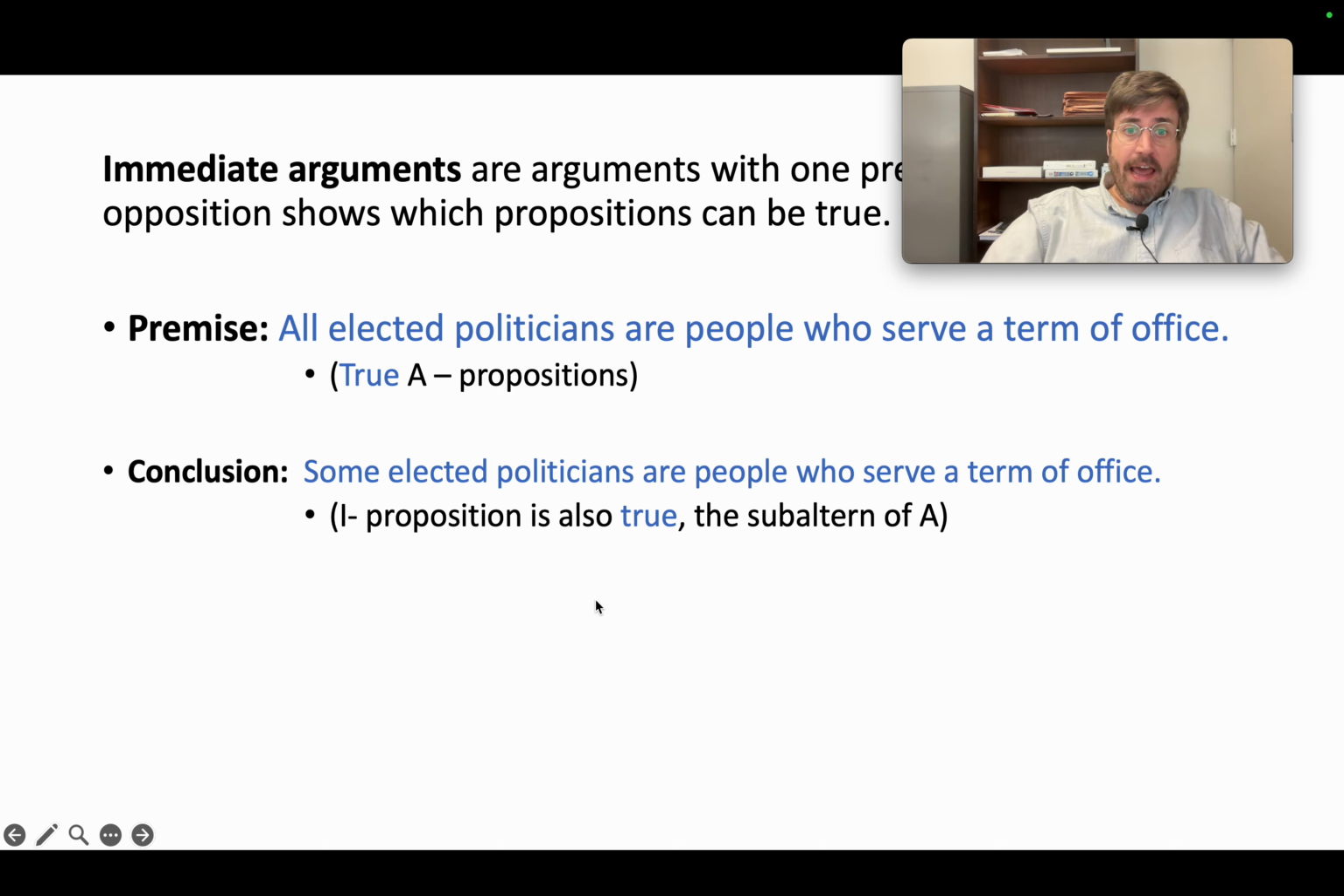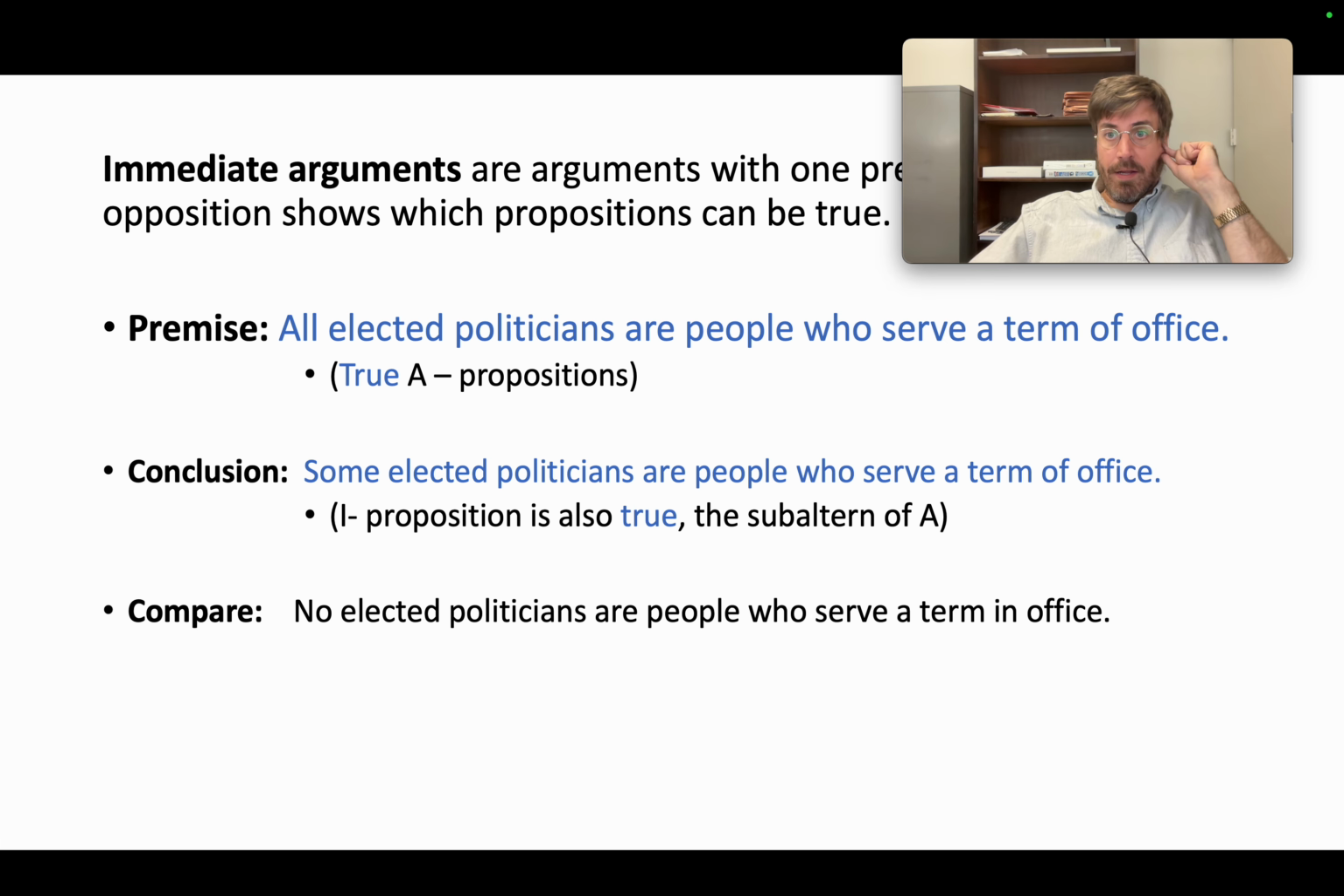If you said this is a true I proposition, you are correct. This is the subaltern of the A proposition on the square, right? So on the far left, we're moving from a true A to a true I. And we know that because truth flows down on the square of opposition, a true universal affirmative generates a true particular affirmative, an I proposition. That is an immediate inference that we're allowed to make because of what we know about subalternation.